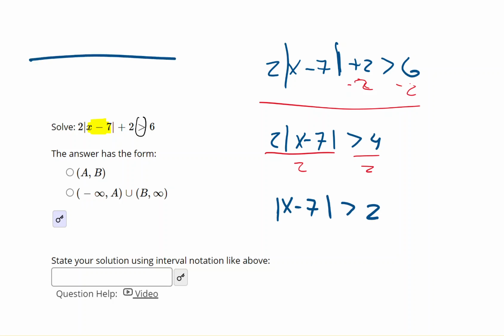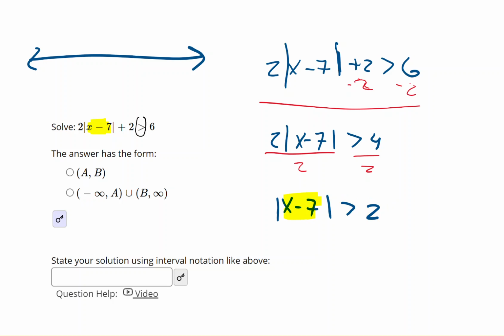Again, think back to my number line and what absolute value means. That means that the inside stuff, the stuff I have in yellow, we want to find an x that would make the inside stuff, once I plug this x in, I subtract 7 from it, I want it to be more than 2 units away from 0. More than 2 units away from 0.